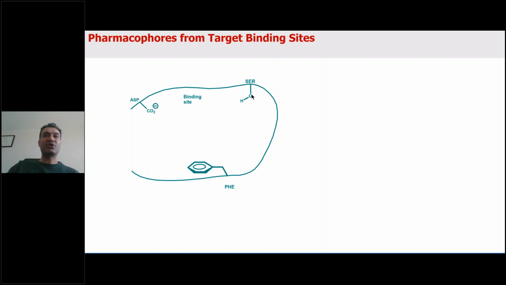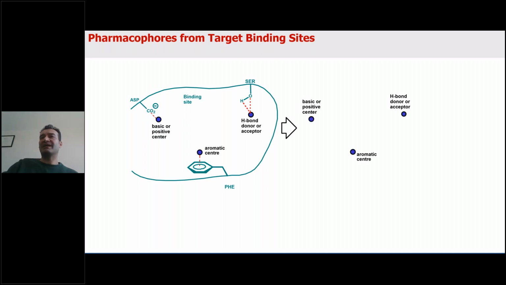We have hydrogen bond donor and acceptor features here. So any group that has this property can interact with this one. Any group that can interact with an aromatic group can interact with this phenylalanine here. So you define those points together, and you generate your pharmacophore group from the target.